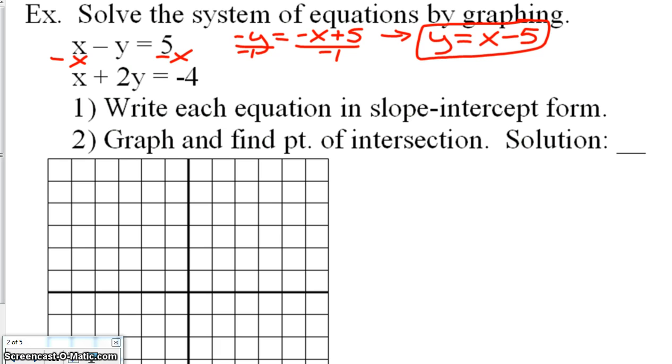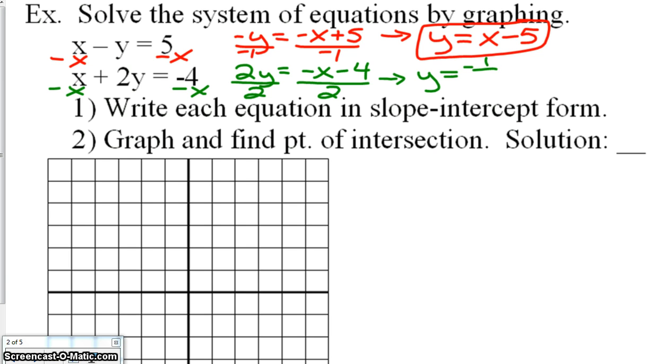Then we're going to do the same thing to solve for our second equation by moving the x over to the other side, which gives us 2y equals negative x minus 4. We also need to get rid of the 2 by dividing everything by 2. So our equation in slope-intercept form is y equals negative 1/2 x minus 2. We are going to graph both of these equations on our graph.